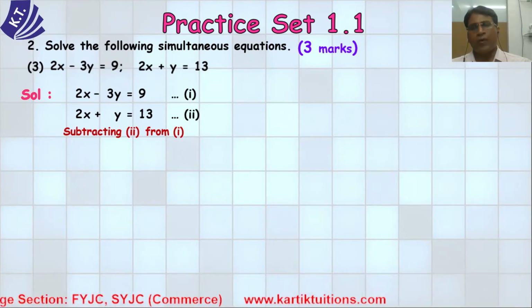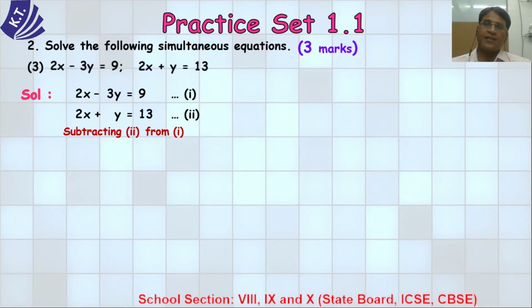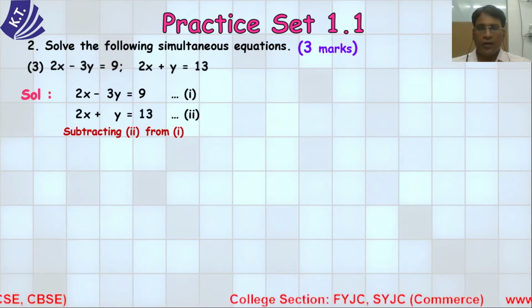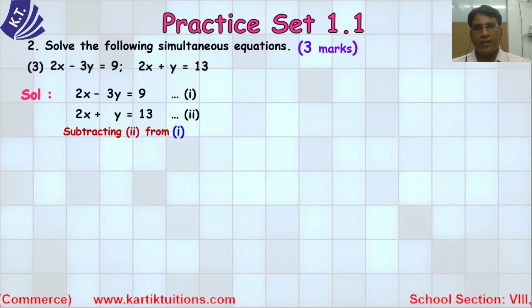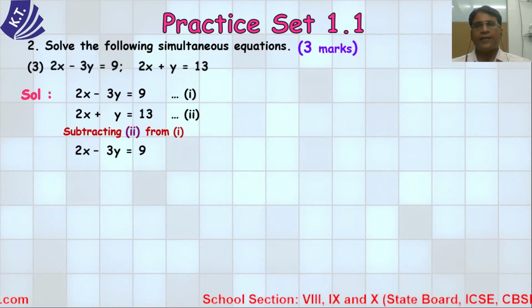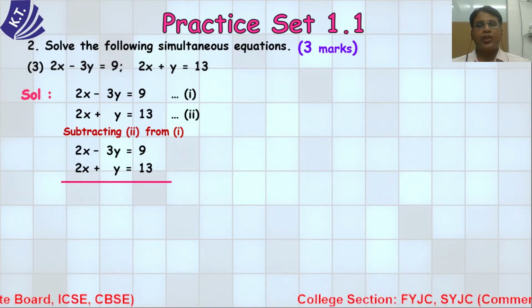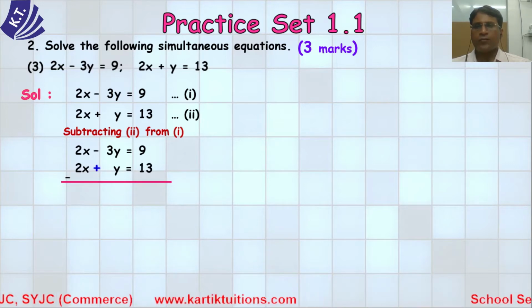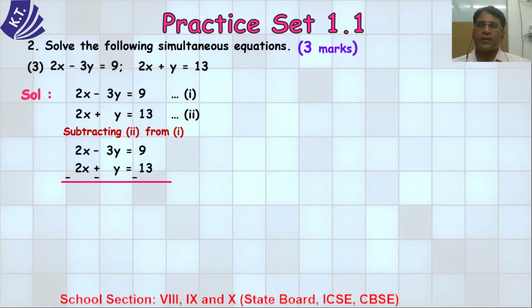Remember, when the signs are opposite we add, when the signs are same we subtract. So I am going to subtract the second equation from 1. Now when I say second equation from 1, so first I'll write the first equation, then I'll write the second equation. Now, when we are subtracting, the sign gets changed. So plus 2x will become minus 2x, plus y will become minus y, plus 13 will become minus 13.